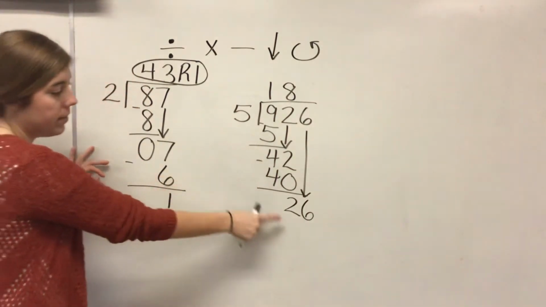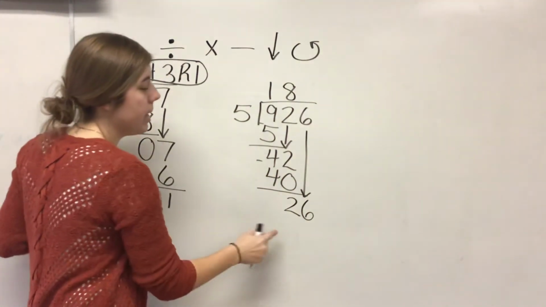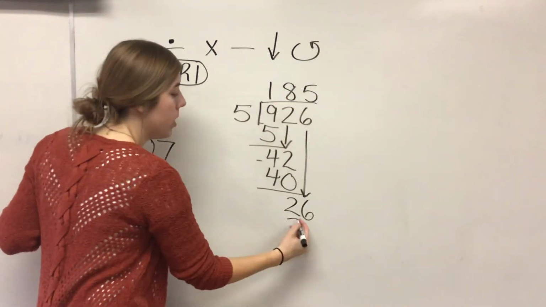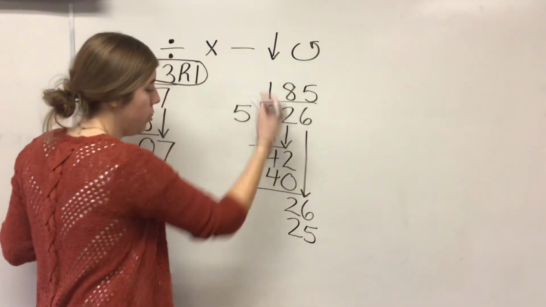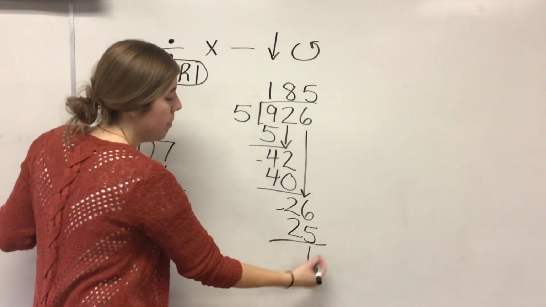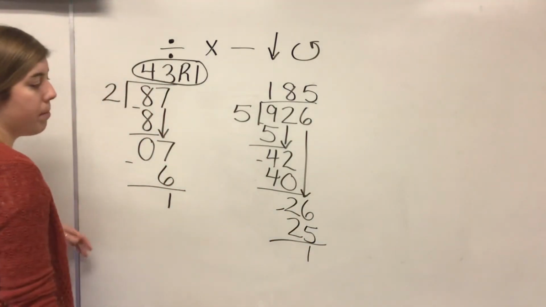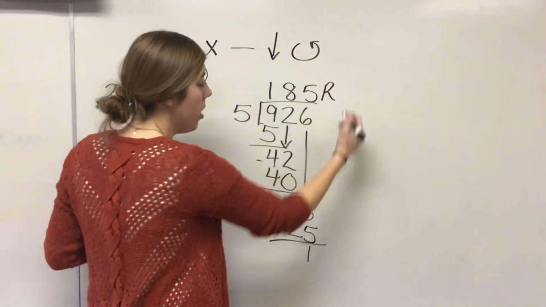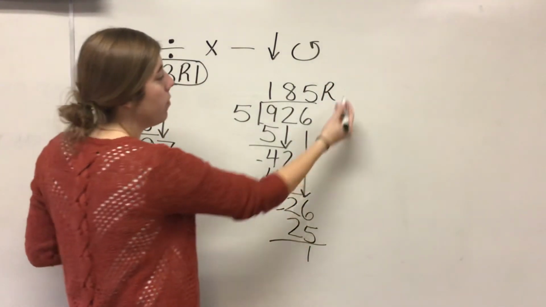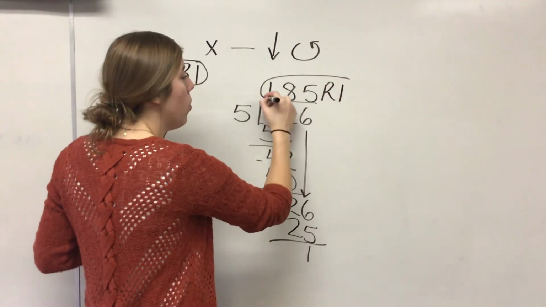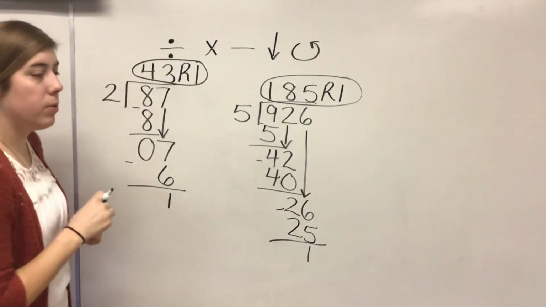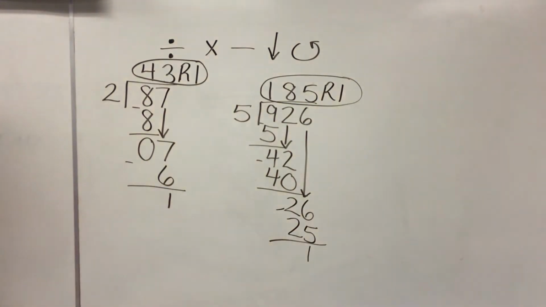How many 5s into 26? Let's just divide. We're back at the beginning. That would be 5. Multiply 5 times 5 is 25. Subtract, bring it on down and bring it on back. There's nothing else to bring down, so again we put a capital R for remainder and whatever number we have left over. 185 remainder 1.